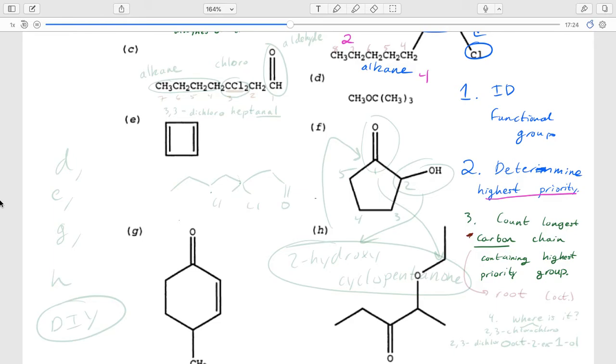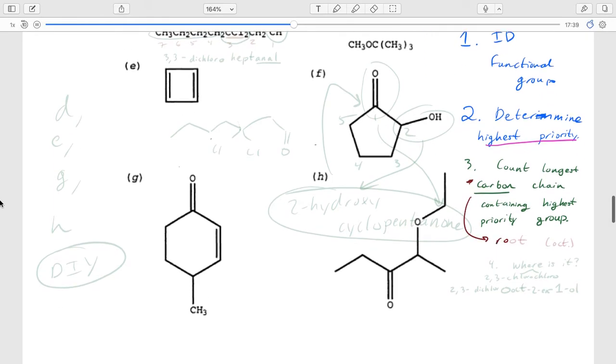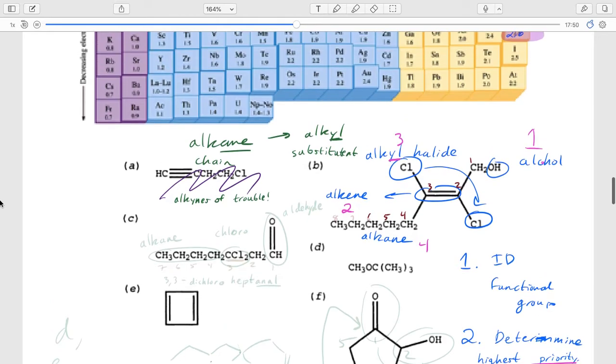So the carbon chain is actually easy to identify because there doesn't seem to be any carbon substituents, but we still need to count the total number anyway, because that will turn into our root. So here we've got 1, 2, 3, 4, 5, 6, 7, 8. What does 8 belong to? Oct.